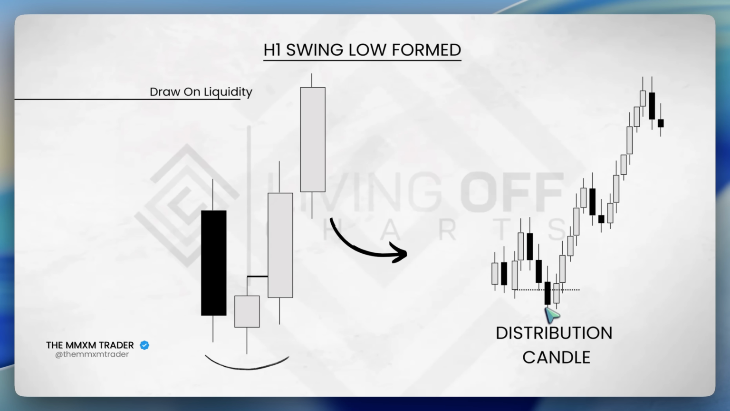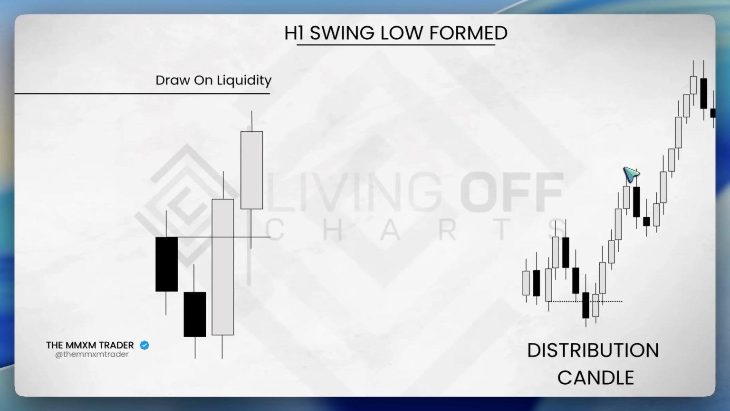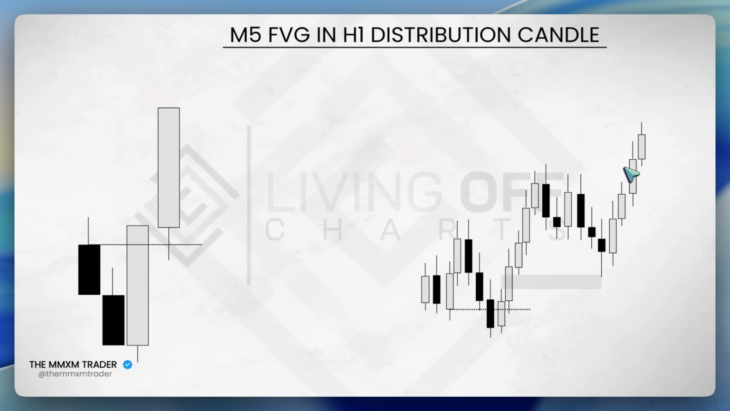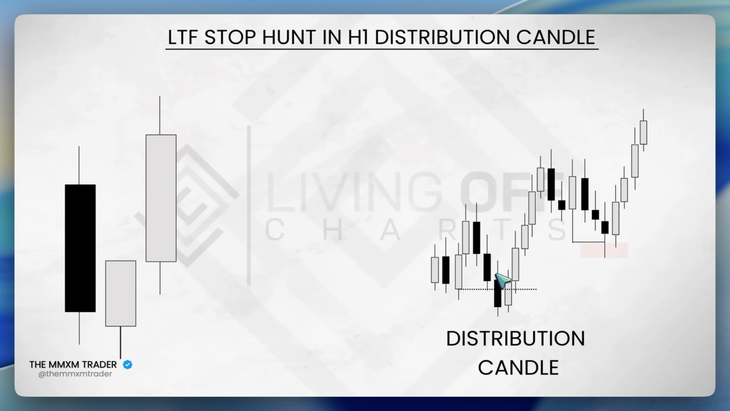Okay, and then we look for distribution on the lower time frame. So in this case, we're looking at H1 to M5. If you guys have watched the Blitz model, you'll understand we go from 4-hour to 15-minute FVG or stop hunt, right? In this case, we go from an hourly distribution to a 5-minute FVG or 5-minute stop run, right? As you can see here.